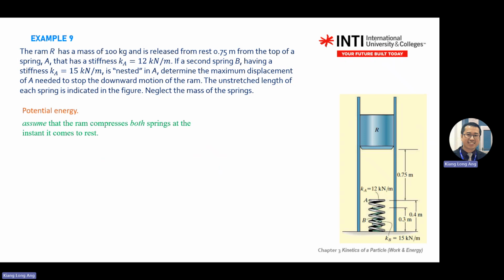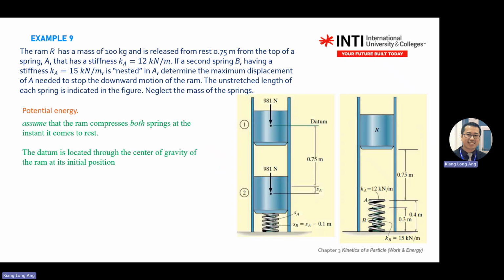If B does not press, it doesn't count. You need to consider B also pressing. Datum located at the center of gravity at its initial position, like what you see on the screen here. So you put in your datum yourself at the center of gravity or center of mass. You mark at the center, then you draw datum. This one also datum. Start from the starting position, go to the end position.